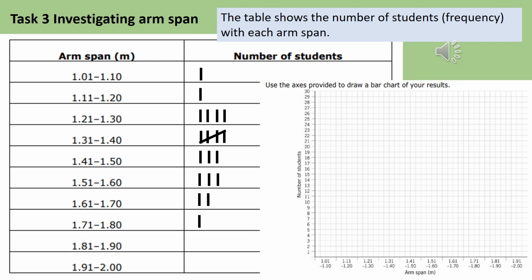All I want you to do is to plot the data. Think about what kind of data it is. What kind of graph would you have? You'll need to pause the video now so that you'll be able to complete this.